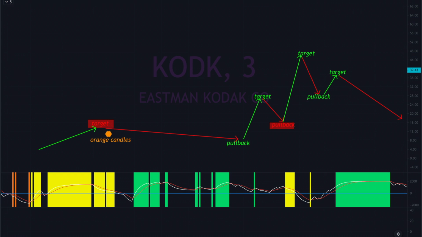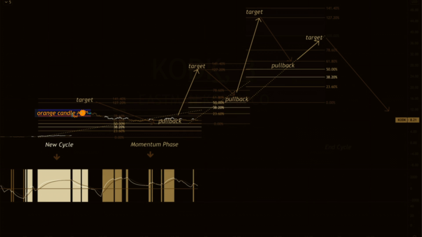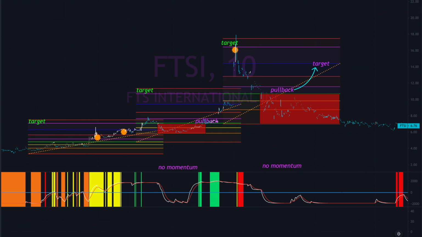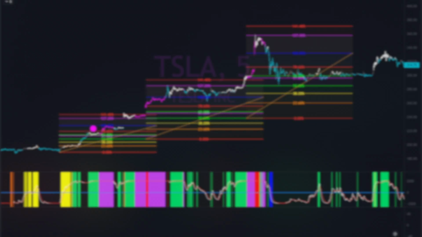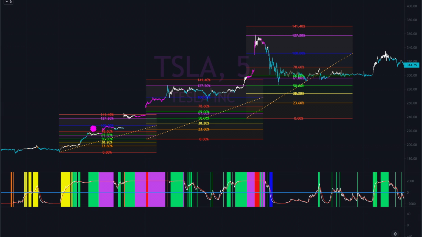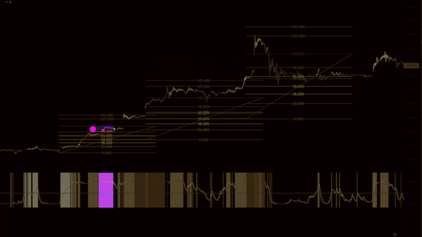Overall, the template worked well on this chart and has proven to be an effective method of visualizing structure on other charts as well. These are a few examples. Some are better than others. In very strong stocks, the orange candles are substituted with pink candles. The alignment and structure are the same. I will cover the topic of pink candles in another video.